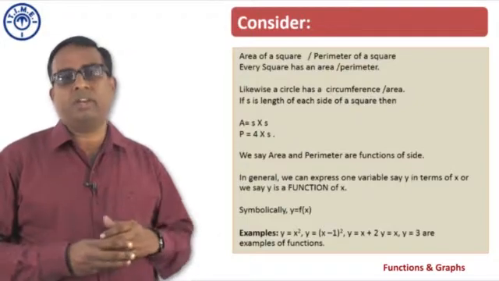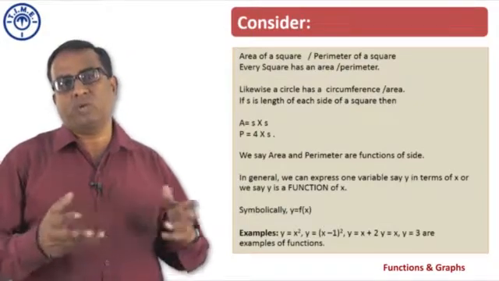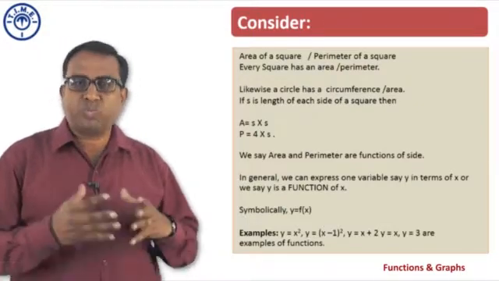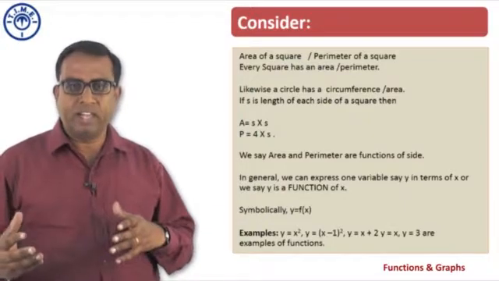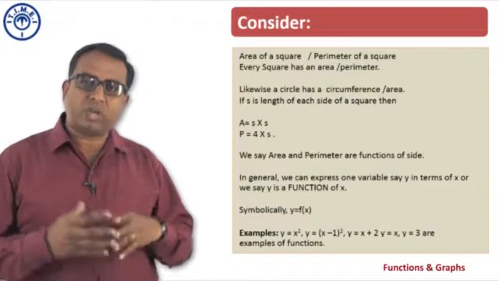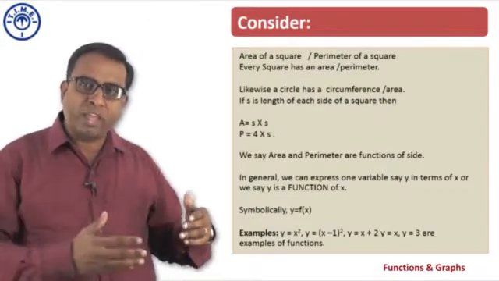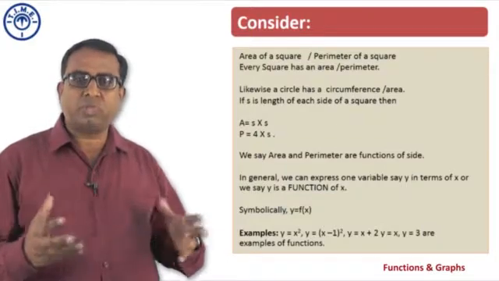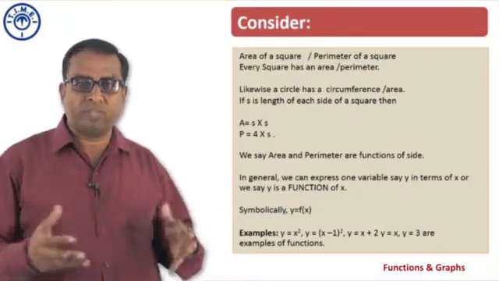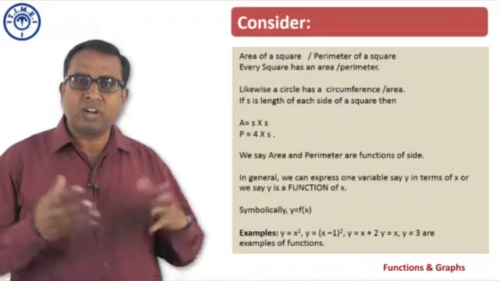Now in general, if there are two variables, say x and y, it's quite possible that we can represent one variable in terms of the other. Let's say y and x are two variables; we can represent y as a relation of x, or y as a function of x, which is what we symbolically write as y equal to f of x. Now here comes what a function is.